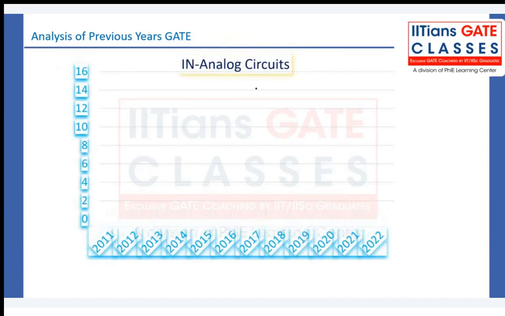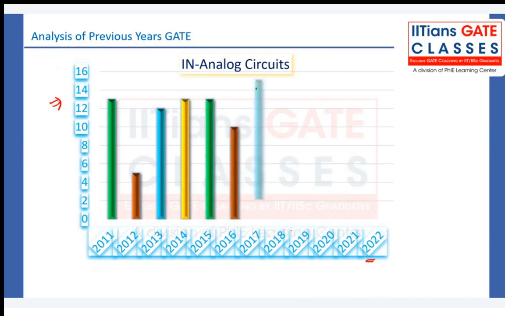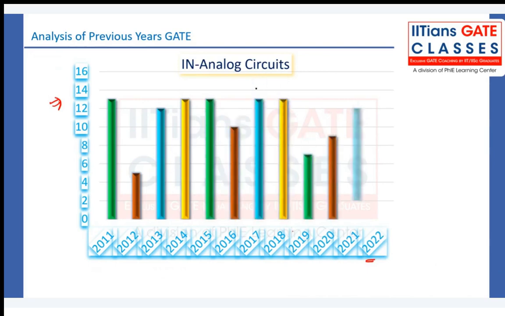Let's talk about the instrumentation branch. The instrumentation branch is more or less the same as electronics and communication. The weightage is good, and analog circuit is very core for electronics and instrumentation. For electrical it is not that core, but one should prepare for this subject, because in 2022 it was asked for many marks. So these are the weightage analyses of the PYQs.